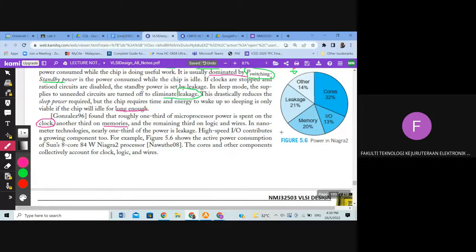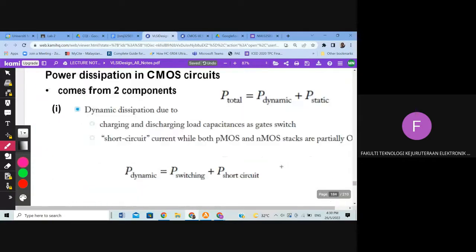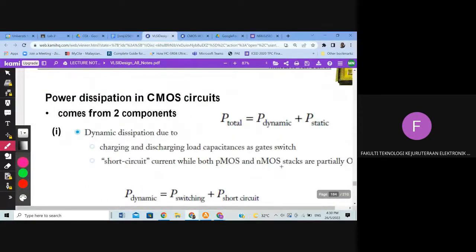For example, figure 5.6 here shows active power consumption of a processor. The core and other components collectively account for clock, logic and so on. This is the statistics in terms of power. Here we can see the elements of power dissipation in a CMOS circuit, as we discussed just now. We have dynamic power and also static power. These two elements contribute to the total power, P total. This is P dynamic and this is P static.